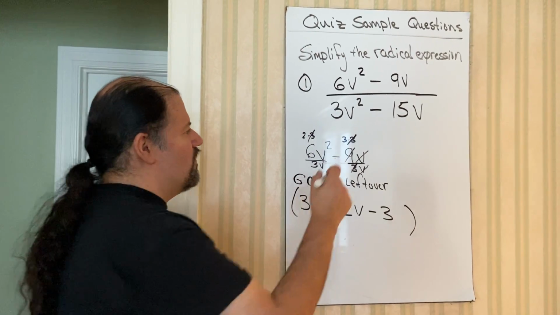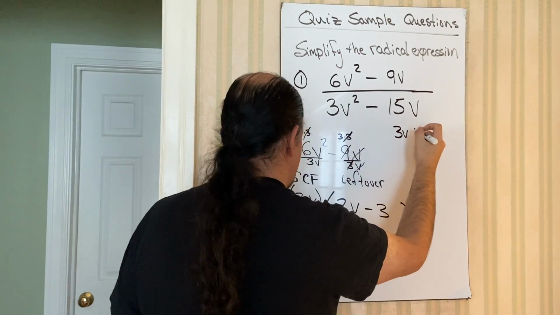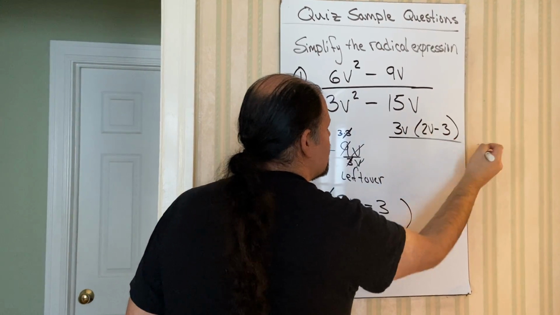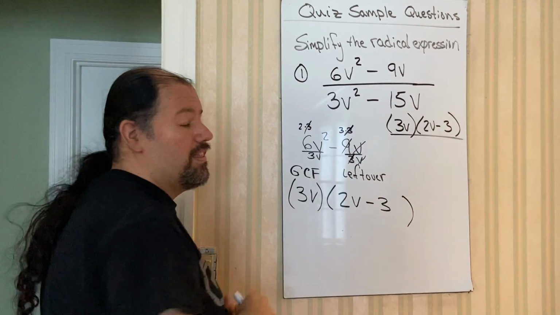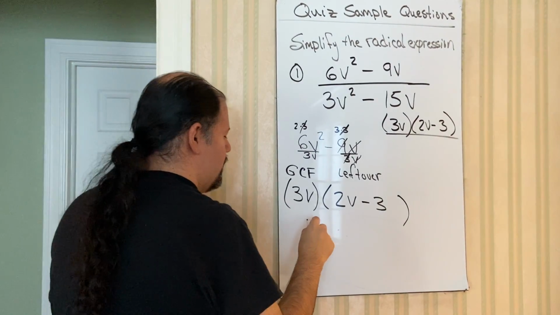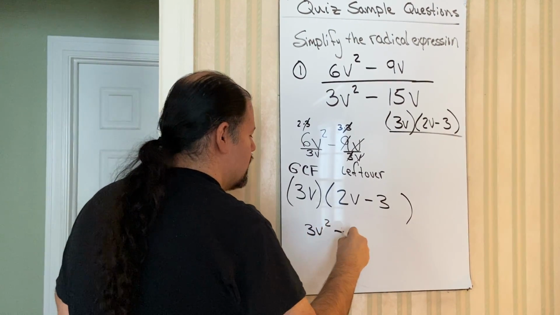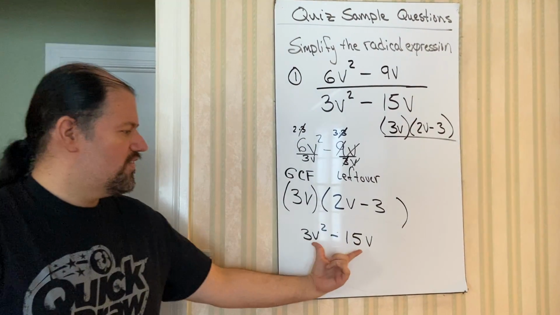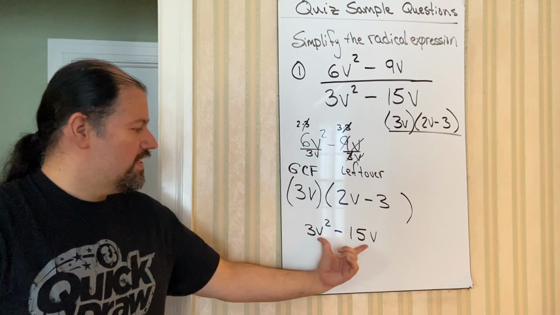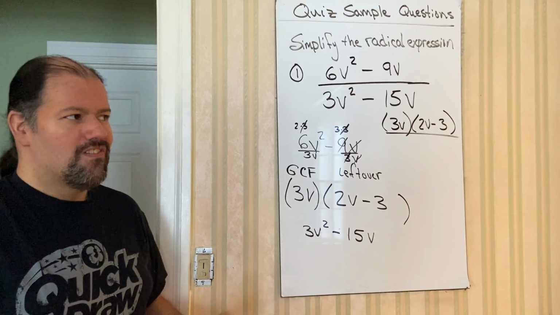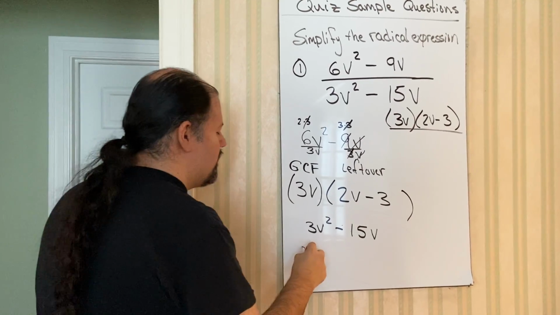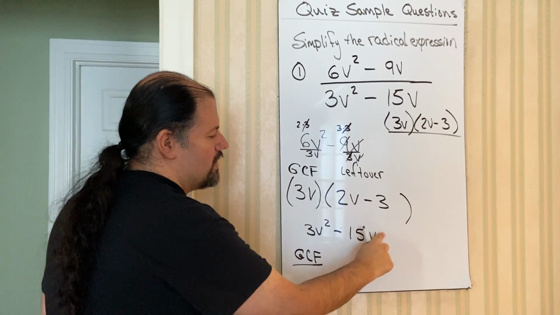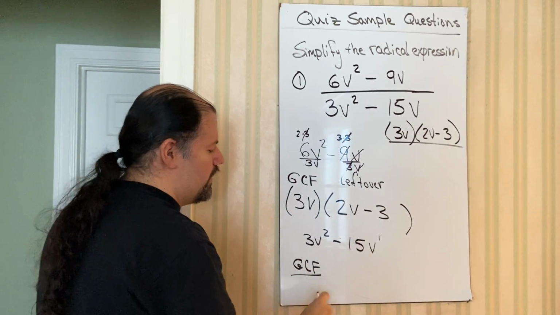Now that we know the top factors out as 3v and then 2v minus 3, let's factor out the bottom. The bottom, again, the first thing you want to do is see if there's a GCF. Do you have matching sets of parentheses? No. Do you have the same letter in every term? Yes. When you have the same letter, make sure that you grab the smallest amount. Remember, smallest amount is exponents. 2 versus an understood 1, you can only take out v to the first.